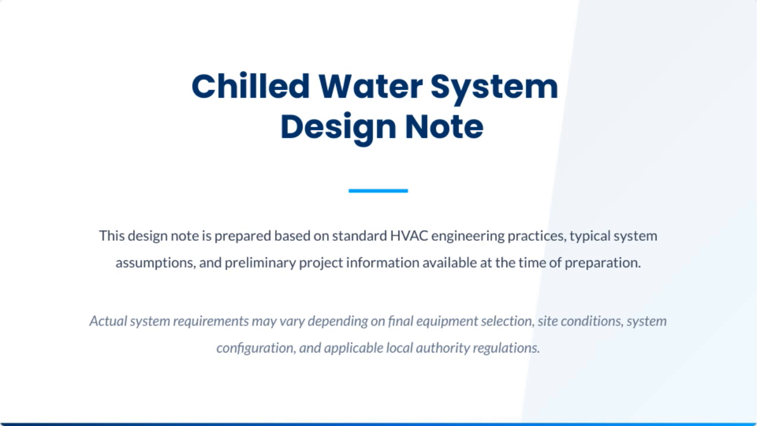Now, it's important to remember that actual system requirements can vary quite a bit depending on several factors. These include the final selection of equipment, site-specific conditions, how the system is configured, and the local authority regulations that apply. What we're emphasizing here is that our design notes are based on standard HVAC engineering practices. These are proven methods and typical assumptions used in the industry to guide our planning. However, keep in mind that these are preliminary estimates, and actual conditions on site may lead to adjustments.